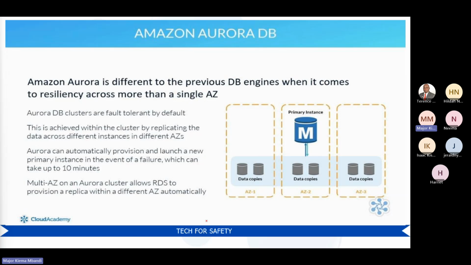So you see the primary instance here, and data copies across 3 availability zones: 1, 2, and 3. If something happens that is just affecting the host instance, those data copies can be promoted. If it's affecting the whole region, what will happen? Now we need to upgrade the data copies in a different availability zone to become the master.